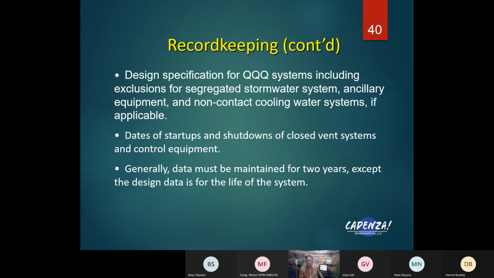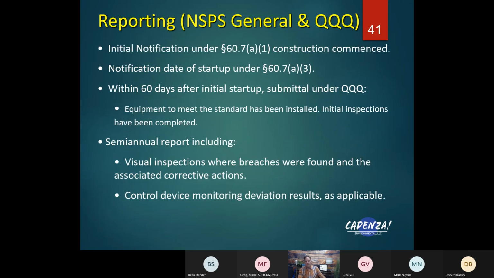Dates and the startups and shutdowns of closed vent systems and control equipment. And generally, data must be maintained for 2 years, except for this design data and some of the exclusions that I had pointed out earlier. You need to keep that information for the life of the facility.